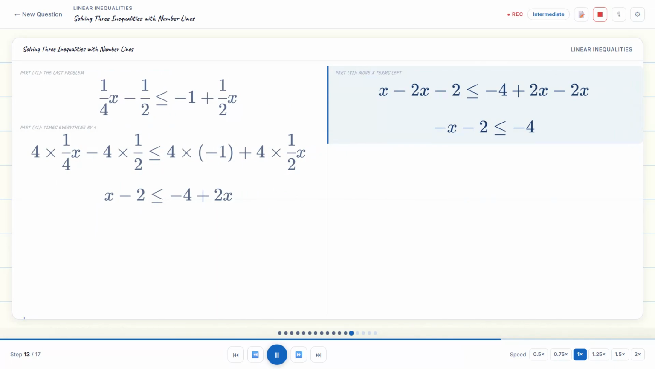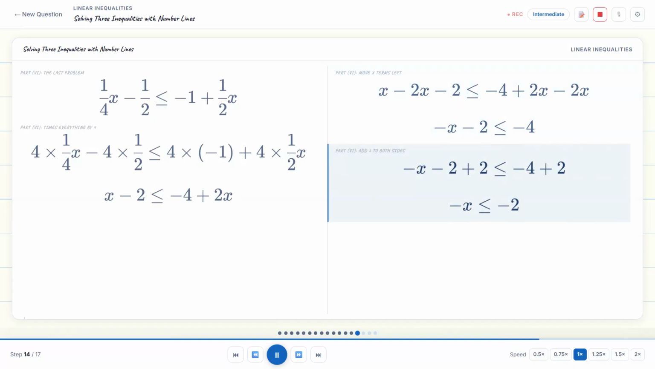We want all the x parts on one side. Let's take away 2x from both sides. On the left, x take away 2x gives us negative x. On the right, the 2x parts cancel out and go away. Now we add 2 to both sides to move the number away from x. On the left we have negative x all alone. On the right, negative 4 plus 2 gives us negative 2.